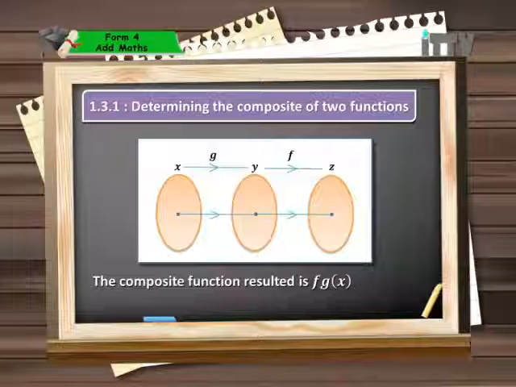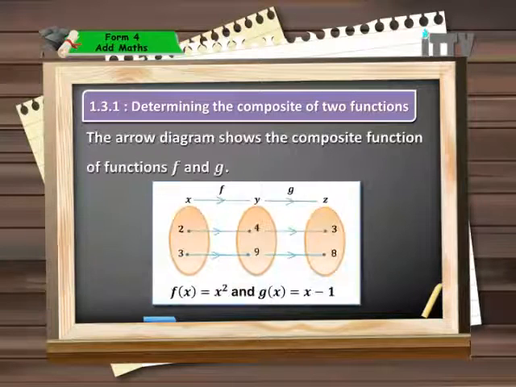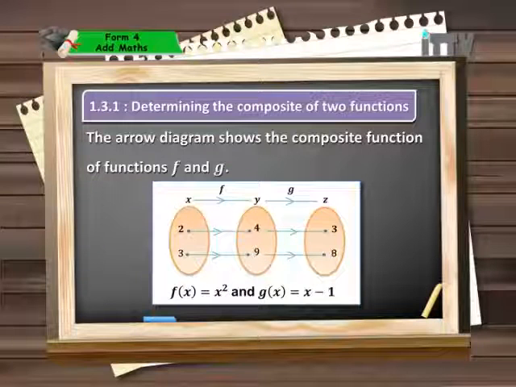Do you notice, viewers, that the function closest to the letter x is g? Because on the diagram, we are told that the function g is applied first. Hence, take care that you know how to write the set notation for the proper composite functions. The arrow diagram shows the composite function of functions f and g.